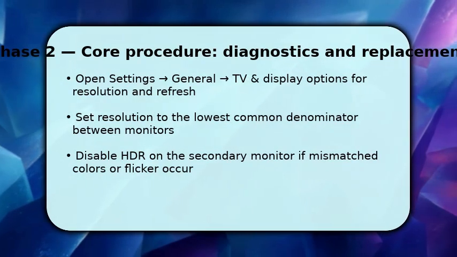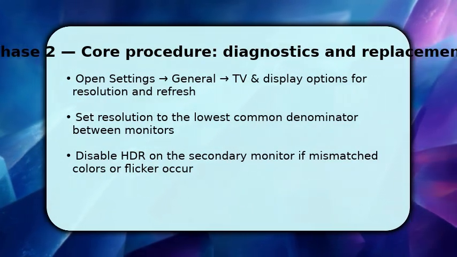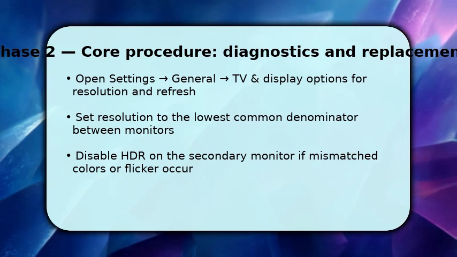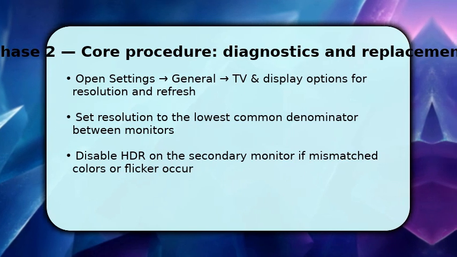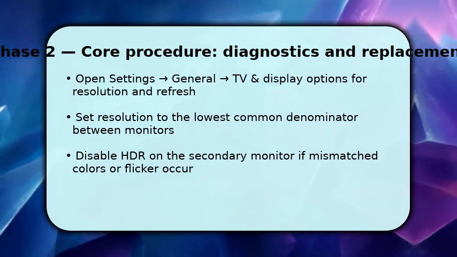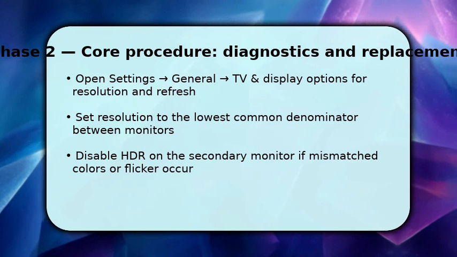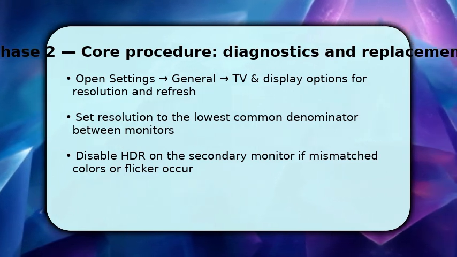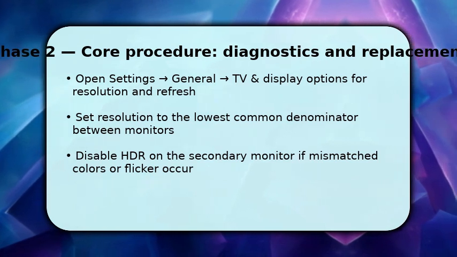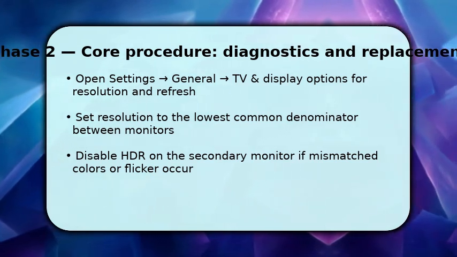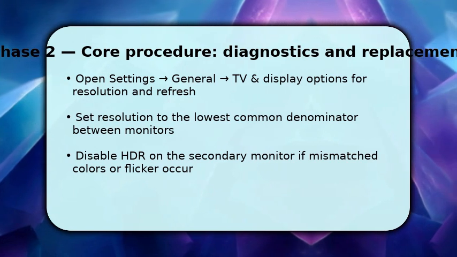Next, you configure Xbox display settings to match both monitors. Go to TV and display options and choose a resolution and refresh rate that both monitors support. Otherwise, the signal will drop or stutter. If one monitor lacks HDR or differing color depth, disable HDR or set color space to standard on the secondary. This prevents flicker and audio interruptions.